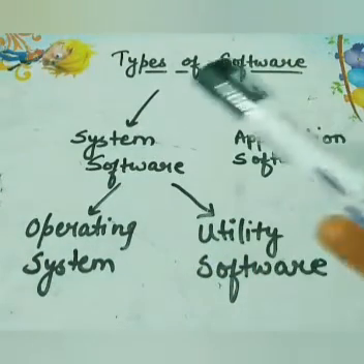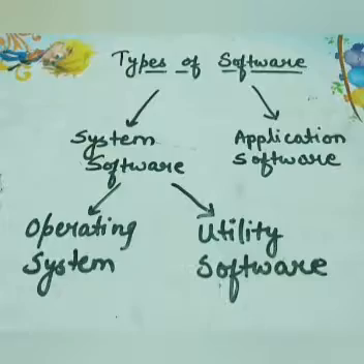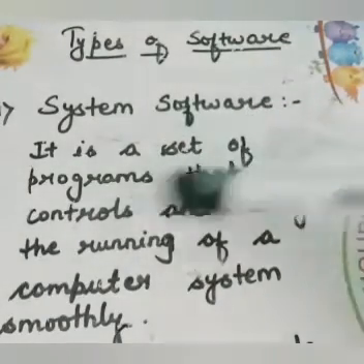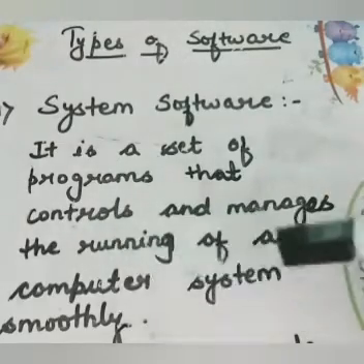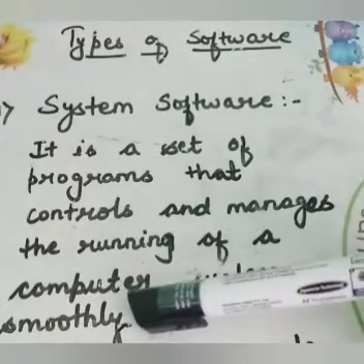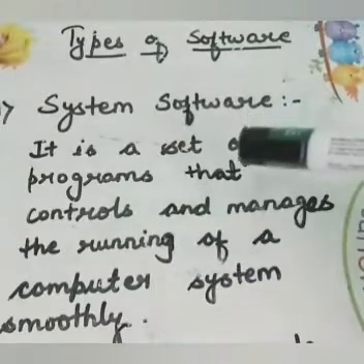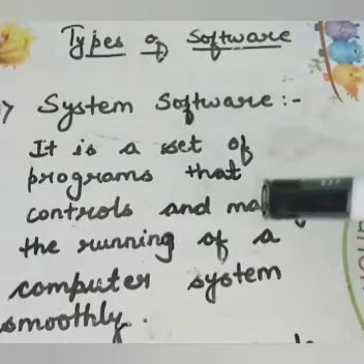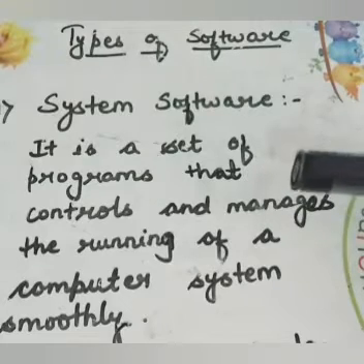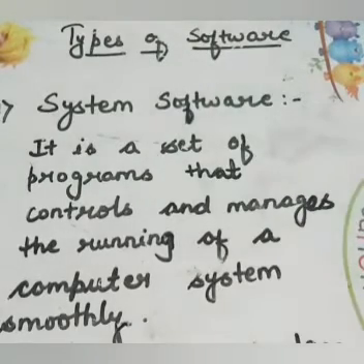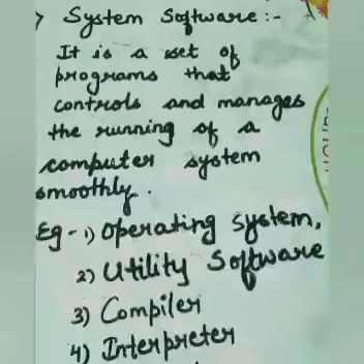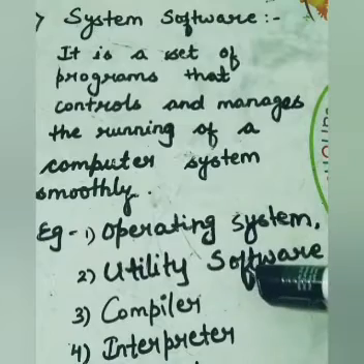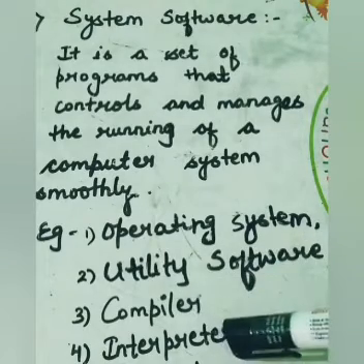Okay children, now let's discuss system software. System software is a set of programs that controls and manages the running of a computer system smoothly. It is a program specially designed to control the various activities of a computer system. It manages the smooth working of hardware as well as software components. The best examples of system software are operating system, utility software, compiler, and interpreter.